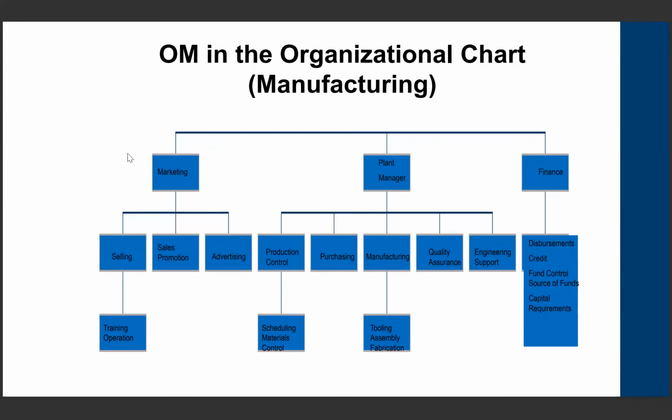And here we can see the operational management in the organizational chart. As I mentioned in the beginning of the video, there are mainly three parts: marketing, finance, and then operations. Here, since it's a manufacturing plant, the operations are done by the plant manager. So under the plant manager, he or she is carrying out production control, purchasing, manufacturing, quality assurance, engineering support, and finance is the financial management side. Marketing is the marketing manager side. By combining these three, the company can achieve the competitive advantage.